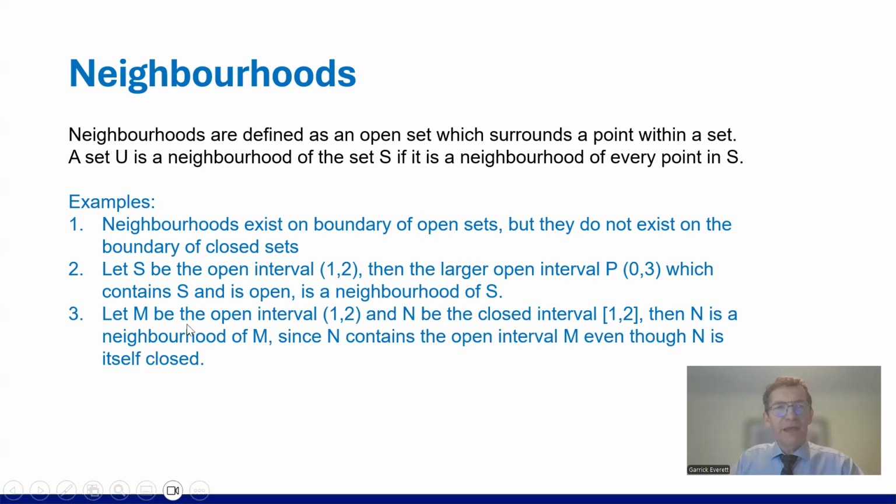So here we go. Again, I've just used different letters here. Let M be the open interval (1, 2), and N be the closed interval [1, 2]. So this includes 1 and 2. Then N is a neighborhood of M. In other words, the larger one, which is [1, 2] including the boundary, is a neighborhood of M, since N contains the open interval M, even though N is in itself closed. Okay? So the larger interval is the neighborhood of the smaller interval, not the other way around.